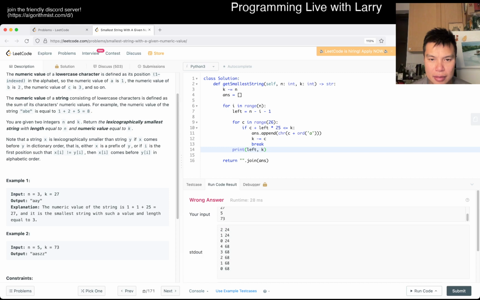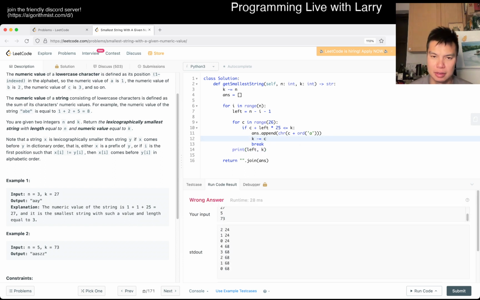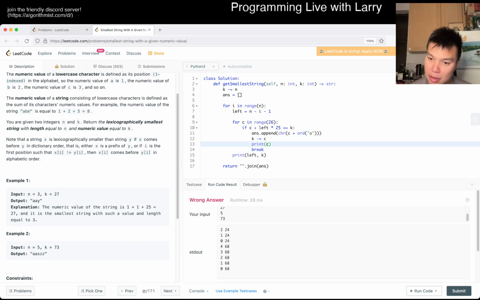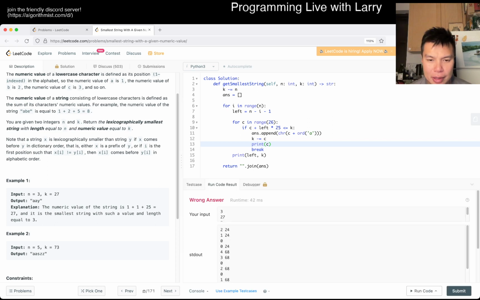C plus left times 25. Yeah, so that's good. This goes to 24 and that should be good, right? Huh. What am I doing wrong? Wow, that's a weird debug. I feel like this is pretty straightforward, but okay.